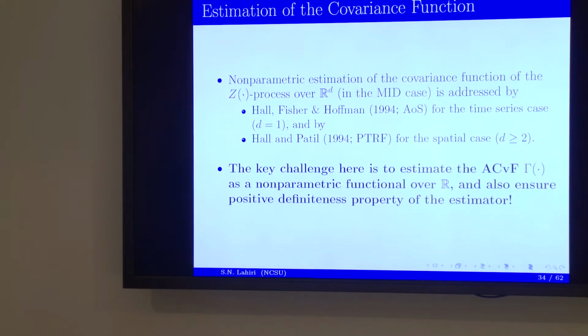You have n data points observed at S1 through Sn. So when you look at the pairwise distances, it is only Si minus Sj, and there are n choose 2 such non-zero differences. So how do you come up with an estimate of the covariance function? And that has to be over the whole real line.